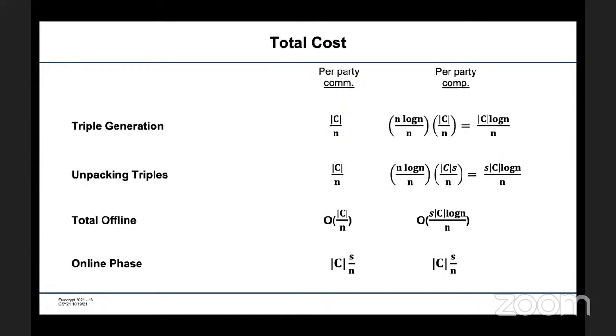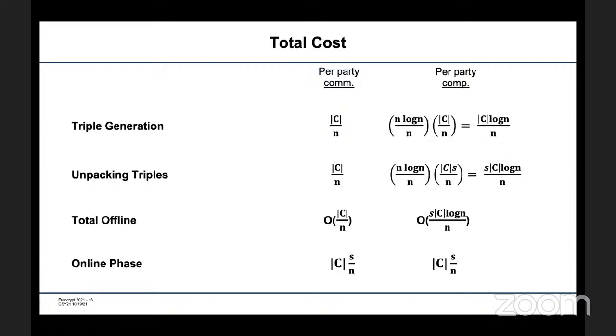So to quickly summarize the costs, we have the following steps. We have triple generation, we have the unpacking, and the online phase. For triple generation, the basic cost is the cost of the Damgård-Nielsen protocol, which requires C/n communication. On the computation side, there's an additional log n factor due to having to interpolate the polynomials for the packed secret sharing. In the unpacking step, the dominant communication cost is in sending the shares to the unpacking committees. And we show how you can do this with a total of C/n communication per party as well.